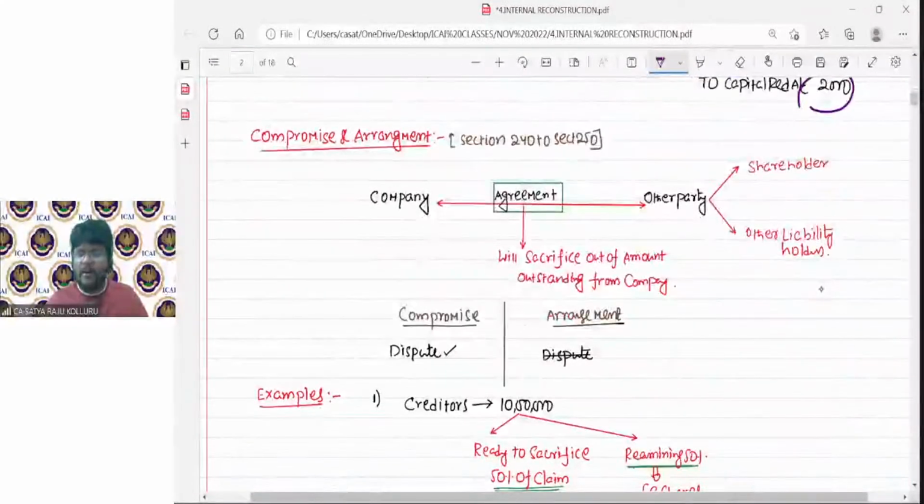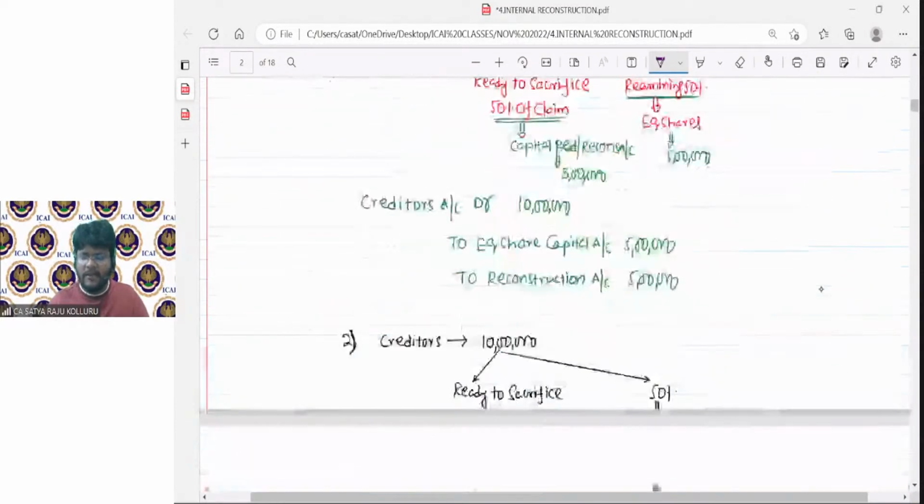Then compromise or arrangement we have also seen. Compromise or arrangement is an agreement between the company and the other party, maybe a shareholder, maybe another liability holder, or anyone who will sacrifice out of the amount outstanding from the company. Sir, the difference between compromise and arrangement is that in arrangement they agree straight away. In compromise, they agree after many negotiations. So different examples we have also seen.